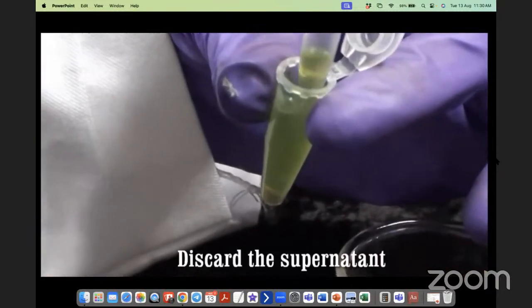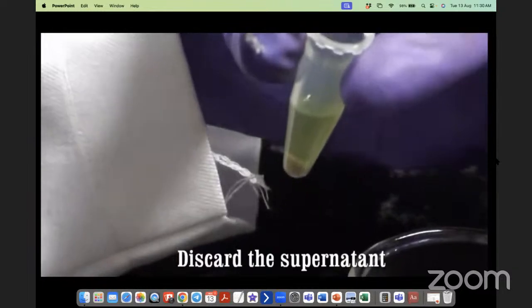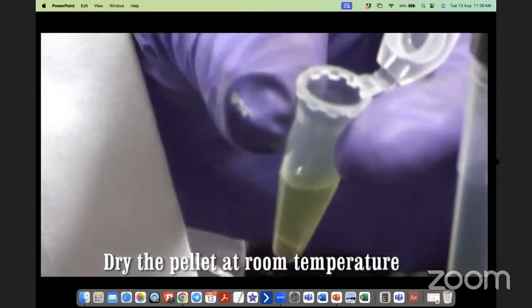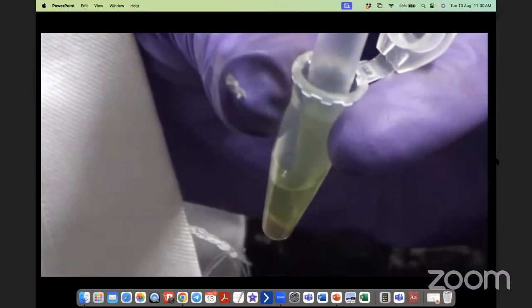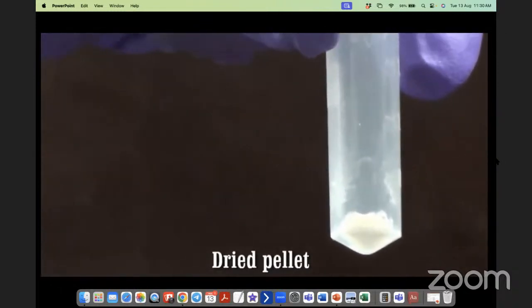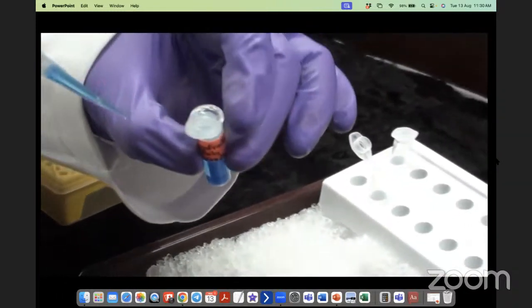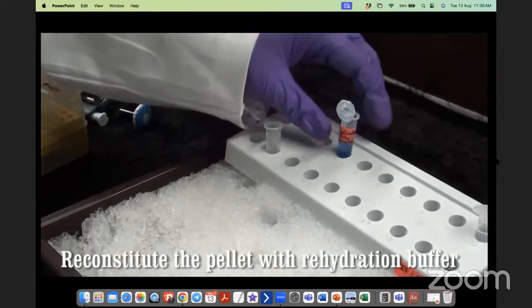Discard the supernatant and repeat the acetone washing at least 3 times to remove all plant pigments. Obtain the protein pellet at room temperature. Reconstitute this pellet with rehydration buffer.